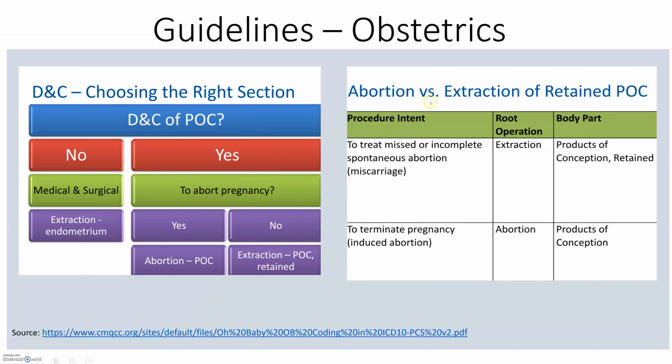Also here, abortion versus extraction of retained products of conception. So the procedure intent, if it is to treat a missed or incomplete spontaneous abortion, or in other words, a miscarriage, the root operation is extraction, and the body part is products of conception retained. However, if it is an induced abortion to terminate the pregnancy, your root operation is abortion, and your body part is products of conception.